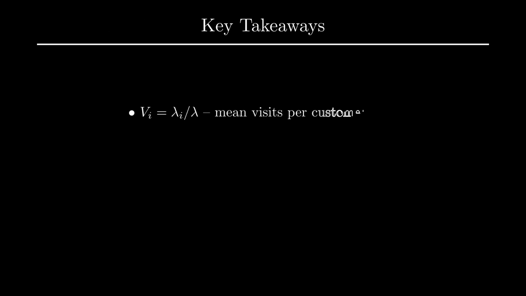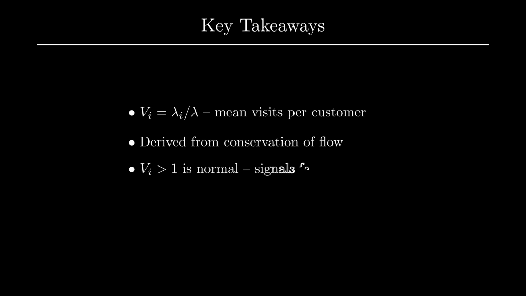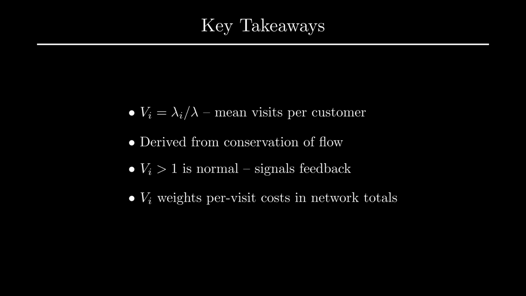To summarize, V sub I, the ratio of local to external flow, is the mean number of visits per customer. It emerges naturally from conservation of flow, and a V sub I greater than 1 is the fingerprint of a feedback loop. Whenever you need a per customer total service time, cost, or energy, the V sub I are the natural weights. They are the bridge between network level flow and individual customer experience.